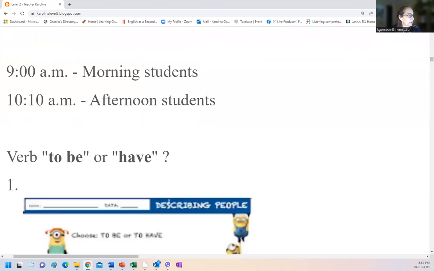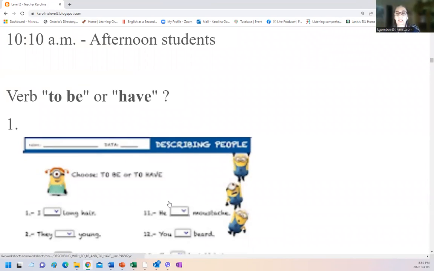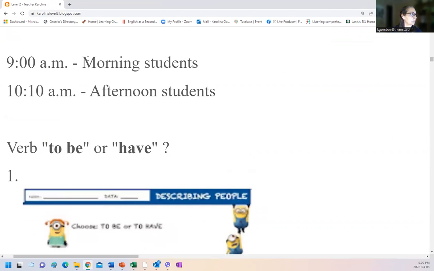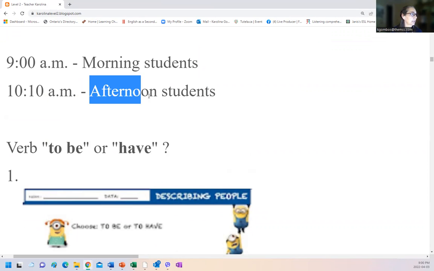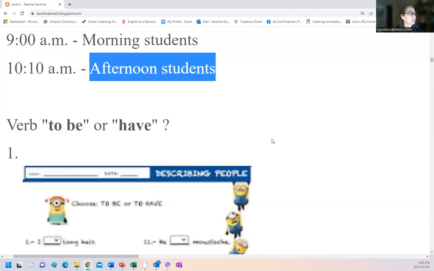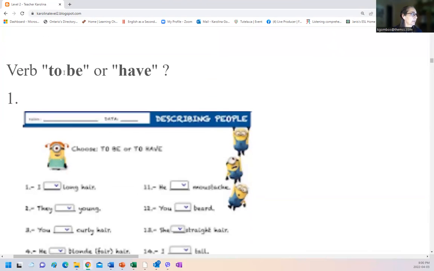For Tuesday, because as I told you, we had the speaking test, and I feel that you're still confusing verb to be and have, so I decided to practice a little bit more. During our lesson, we have a lesson for the morning students at 9 o'clock in the Messenger room, and at 10:10 we have one for the afternoon students in the Messenger room. So we'll be practicing to be and have.